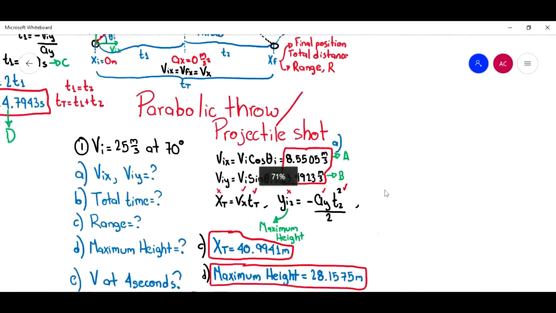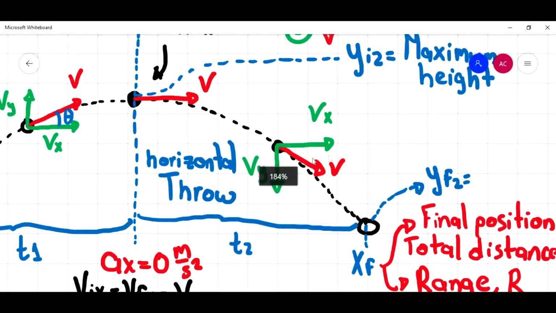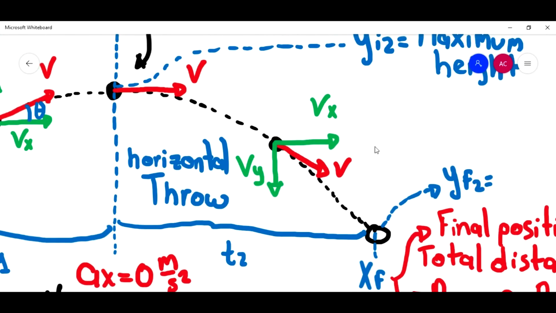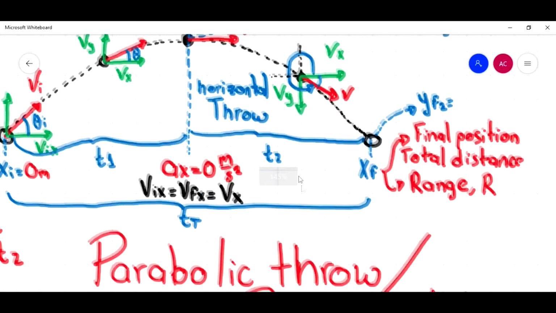But I also need to find the angle. Let's go back to the drawing. I got the magnitude, now I need the angle. But remember, I don't want this angle. I need the angle measured from 0 degrees, so I need the total angle. In order to find it, I need to identify the quadrant. This is my Cartesian plane: the first, second, third, and fourth quadrant. In the fourth quadrant, if the angle I just found is negative, I need to add 360 degrees.